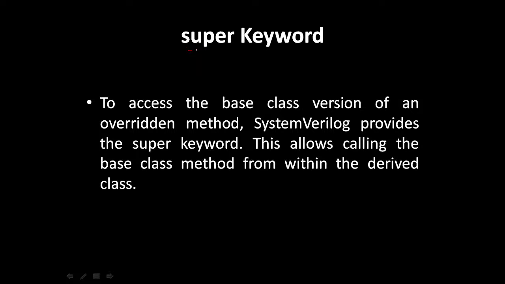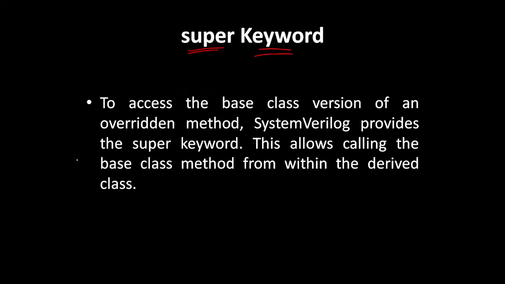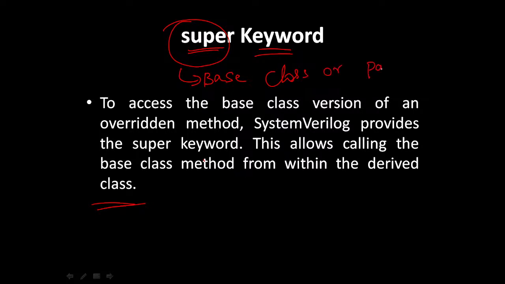Next, coming to the keyword super. We have discussed the keyword this, which refers to the local scope. Here, super refers to the scope of the parent class, its properties or methods. To access the base class version of an overridden method, SystemVerilog provides the super keyword. This allows calling the base class method from within the derived class method. So super refers to the base class or parent class.